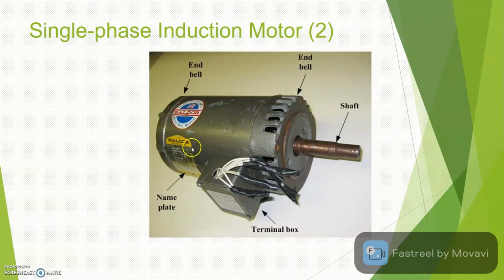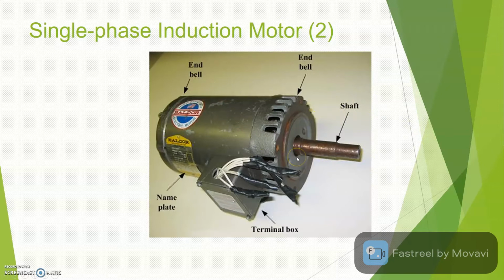Same thing, you also have a nameplate. It is a must to have a nameplate on the motor so that we can know the specification for the motor itself. This is the terminal box. This is the shaft, and the shaft is usually connected to the load.